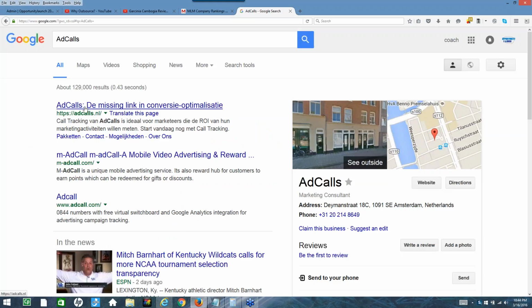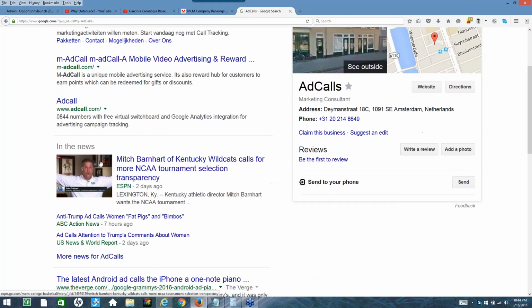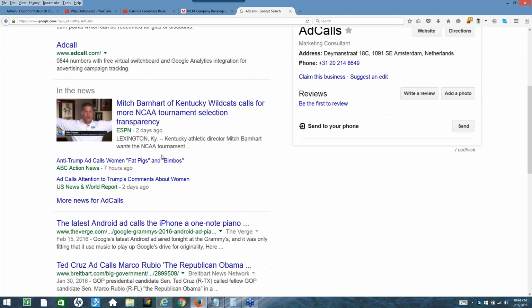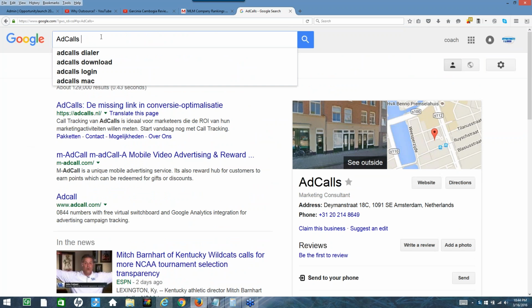So you have people who have purchased domain names and so forth. A lot of it is looking. Let's try another word, dialer as a keyword.